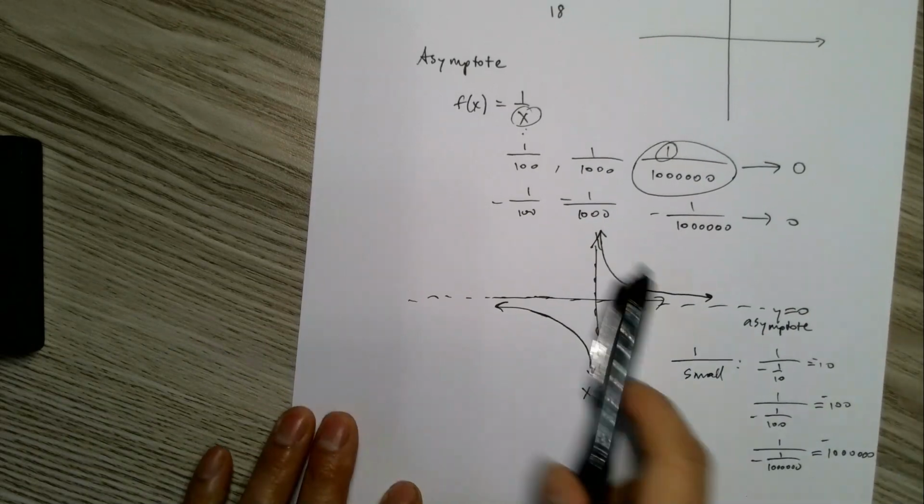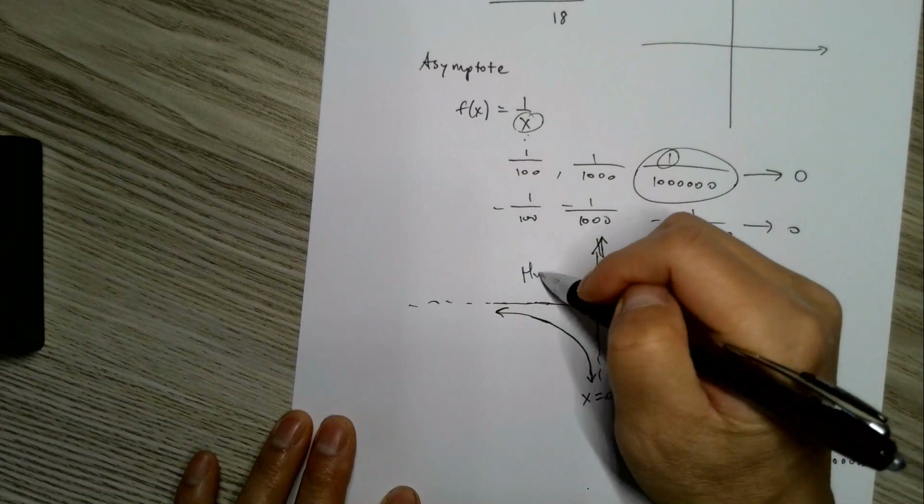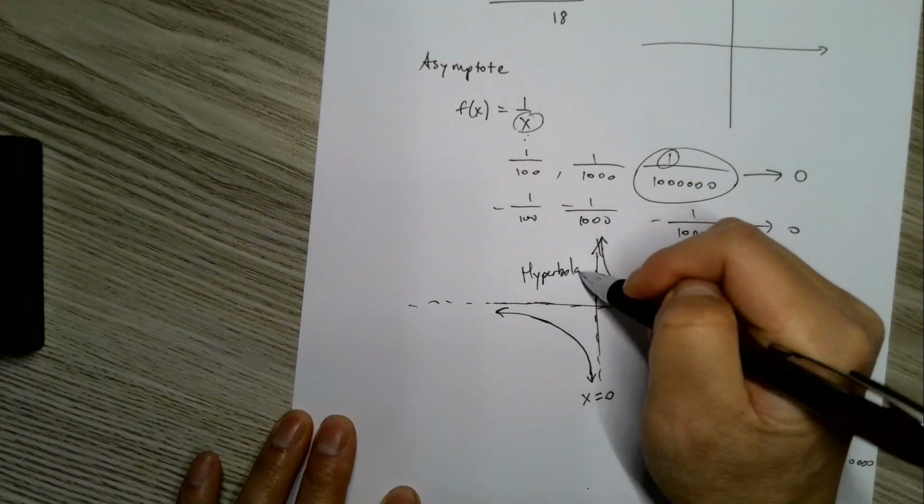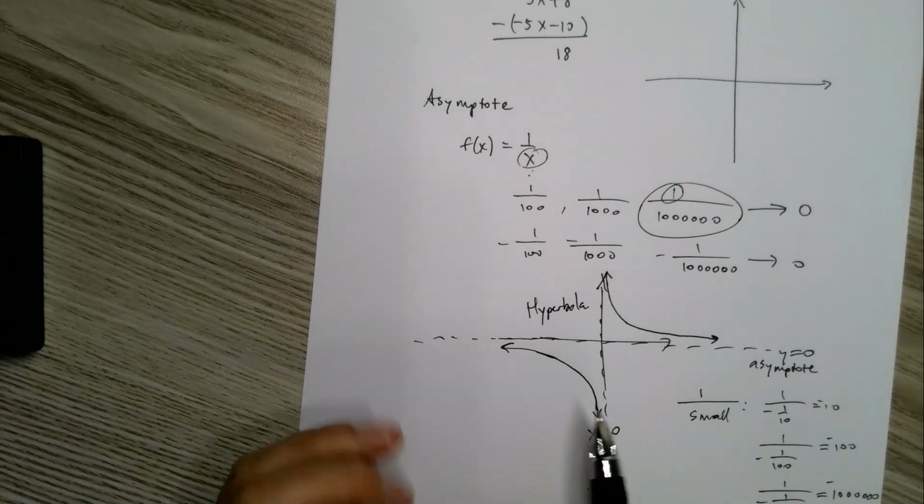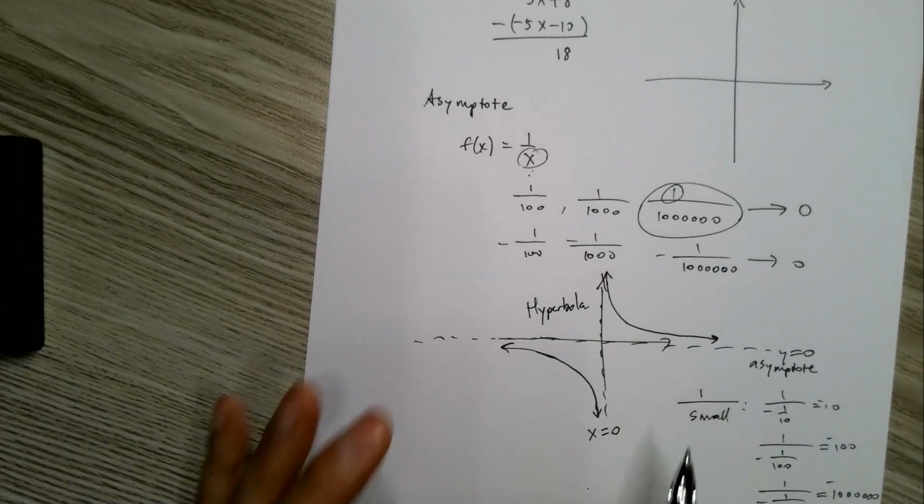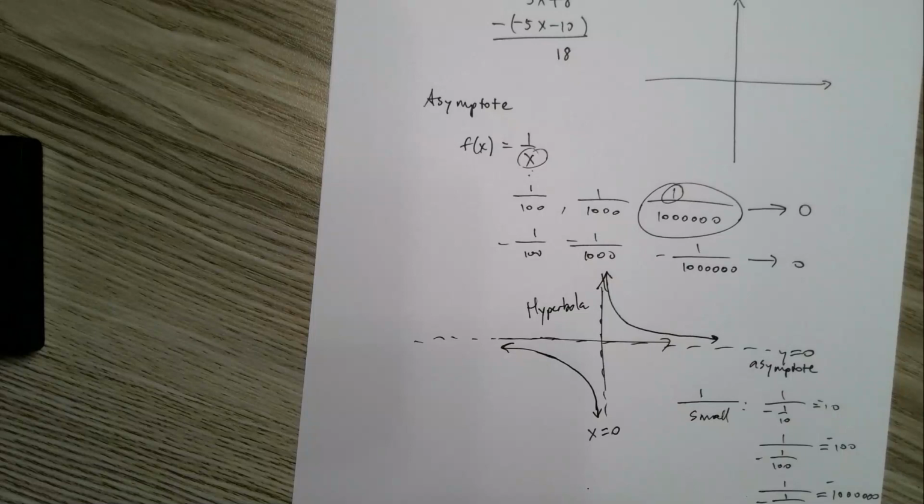And so this function looks like this. It's called a hyperbola, but the name of it's not important now. I just want you to see how the x and y values interact and how the function behaves at large x values.